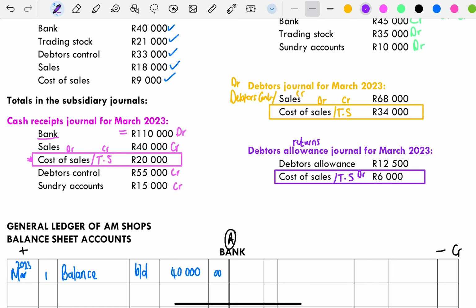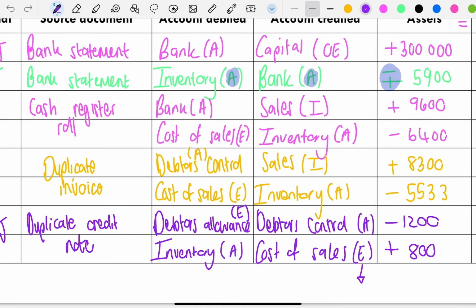We say trading stock must be debit and therefore cost of sales is going to be credit, which is the opposite. And that's exactly what we did in the accounting equation as well. We literally swapped it around because we said the stock this time's coming back and therefore the cost of sales needs to go on the opposite side.